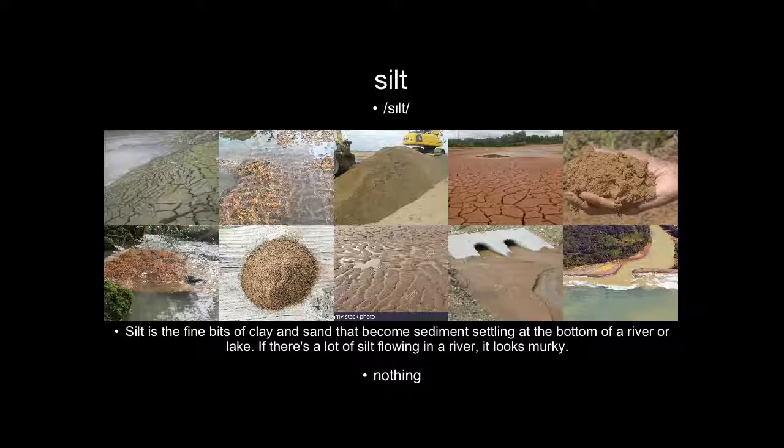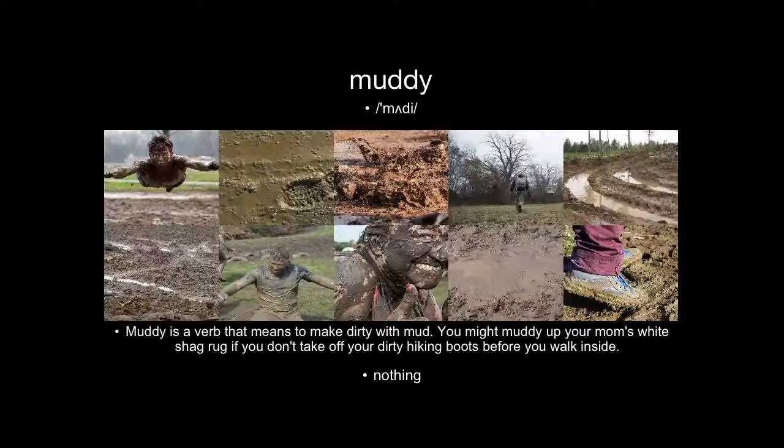Silt is the fine bits of clay and sand that become sediment settling at the bottom of a river or lake. If there's a lot of silt flowing in a river, it looks murky. Muddy is a verb that means to make dirty with mud. You might muddy up your mom's white shag rug if you don't take off your dirty hiking boots before you walk inside.